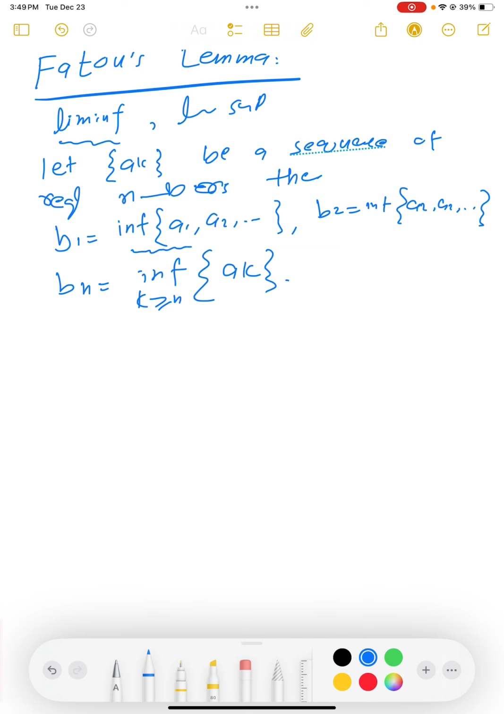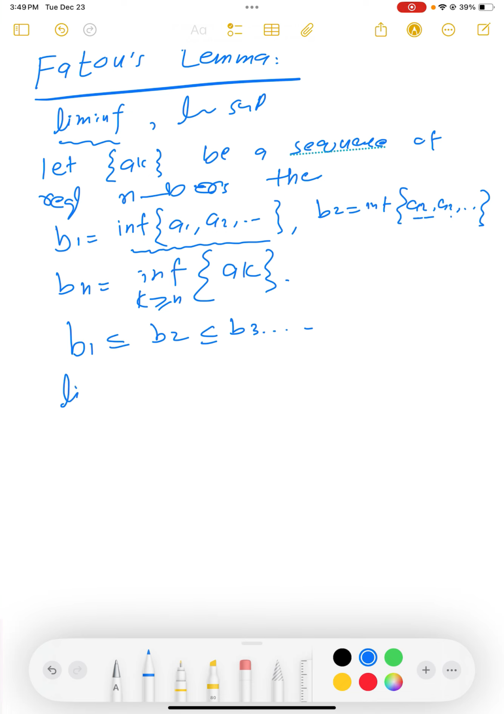So what do you think about the relation among B1, B2 and Bn? If we take the infimum of A1, A2 and then we take the infimum of A2, A3, we delete the first one. So clearly B1 will be less than or equal to B2, less than or equal to B3, and so on. That kind of relation we have.